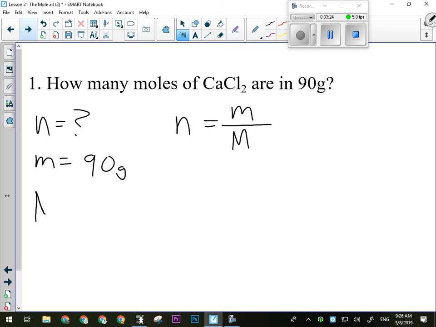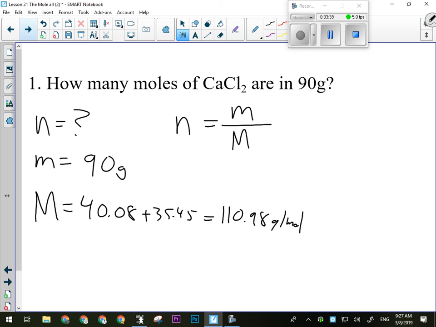So all I have to do is put in my numbers. 40.08, that's my 1 calcium, plus 2 times 35.45, that's my chlorine. That should be 110.98 grams per mole, I think. I probably shouldn't do that in my head because I just said I wasn't really good at that, but I think that's what it comes out to. Yes, 110.98. So I have m and I have big M. Can I finish this calculation off?